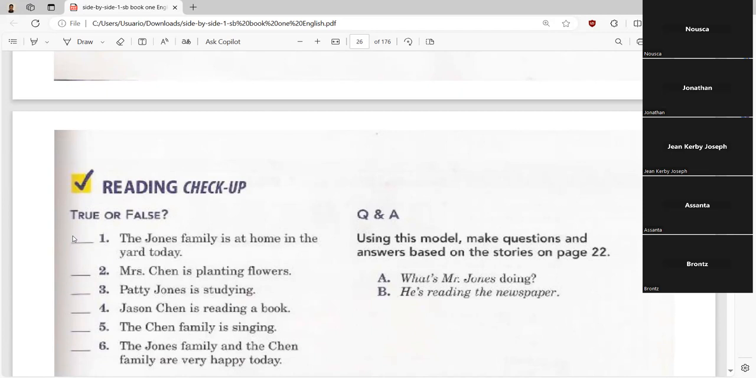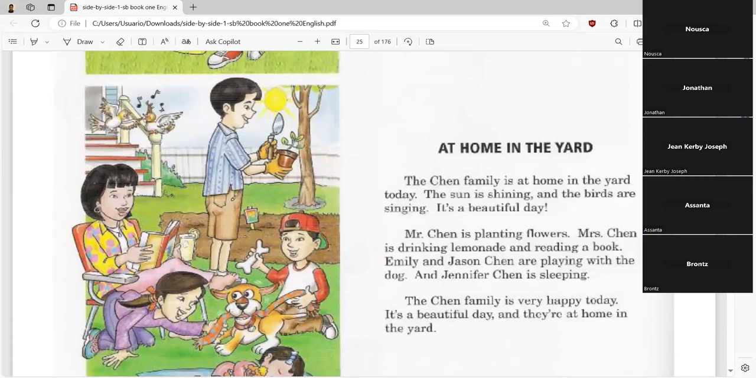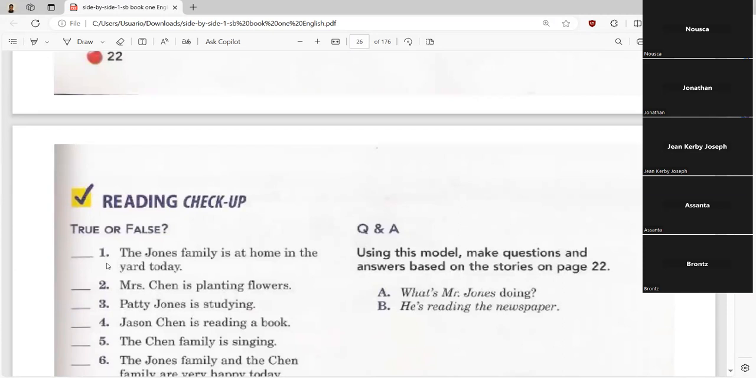Number two. Mrs. Chen is planting flowers. Mr. Chen is planting flowers, not Mrs. Chen. Very good.